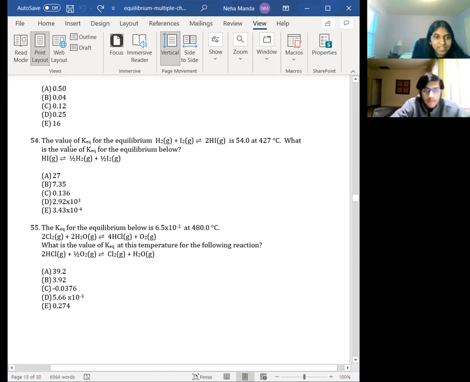Yeah, so this is half and it's flipped. So half and flipped. So raised to the half power. 54 to the, or I just like to do it all at once. 54 to the negative half power. Oh yeah, that works too. 0.136. I got C as well.